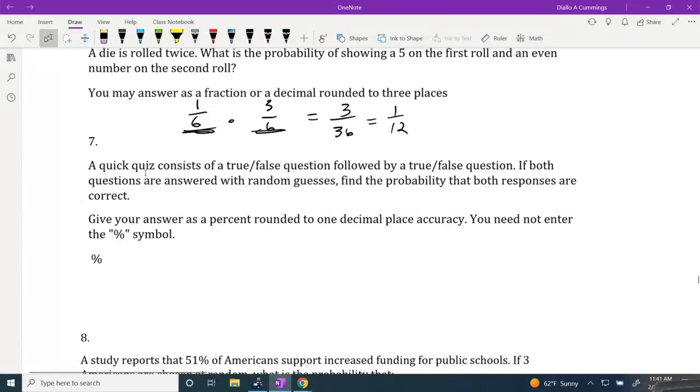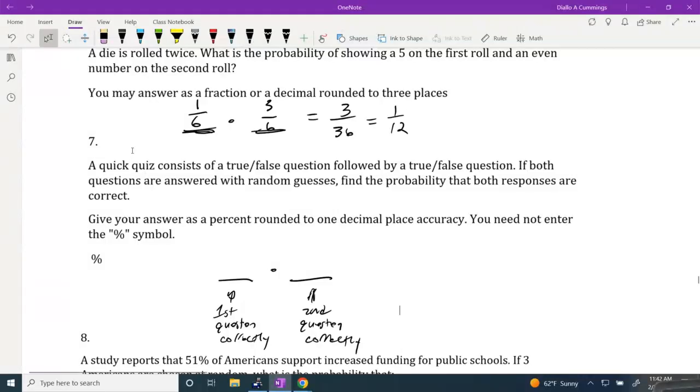All right, so it says a quick quiz consists of a true-false question followed by a true-false question. If both questions are answered with random guesses, find the probability that both are correct. Okay, so I'm going to map this out with 2 outcomes. This first blank is for the first question answered correctly, and the next blank is for the second question answered correctly.